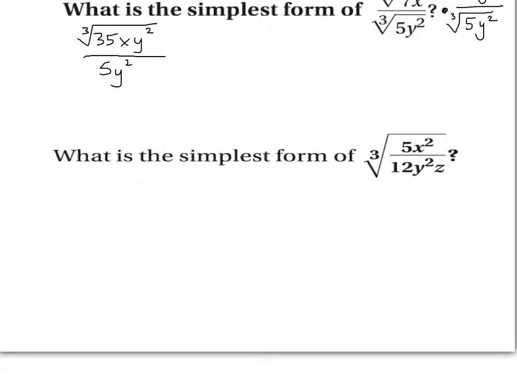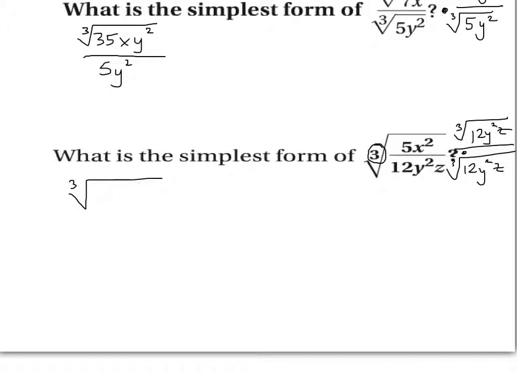We've got 12y squared z on the bottom, and again, it will not cancel out. Nothing will get out of that with that third root. So I'm going to multiply by the cube root of 12y squared z over the cube root of 12y squared z. Okay? When I do that, on the top, again, since they're both cube roots, I can combine things.